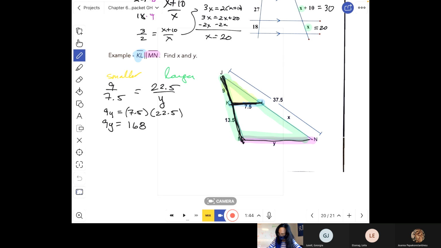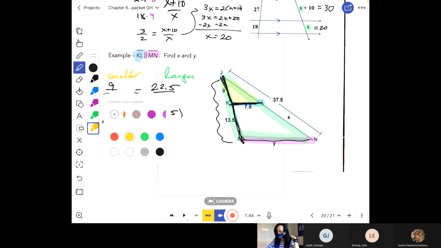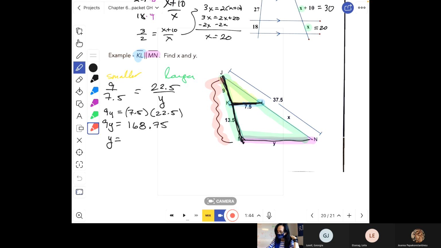Anybody? Divide each side by 9, and what is y? You have calculators. What is it? What is this length? Yes, sir. Yes. So I'm looking at that, right? The smaller to the larger. That is correct. So this is 18.75.